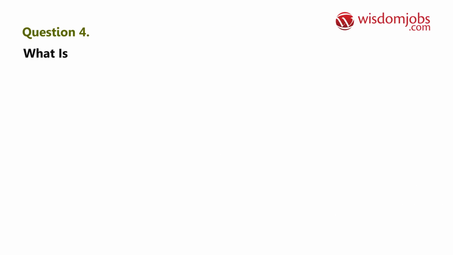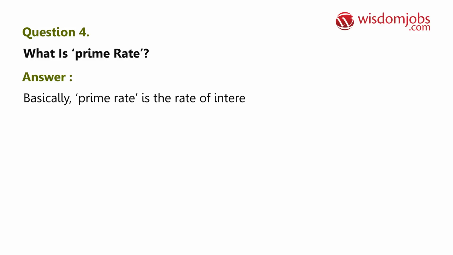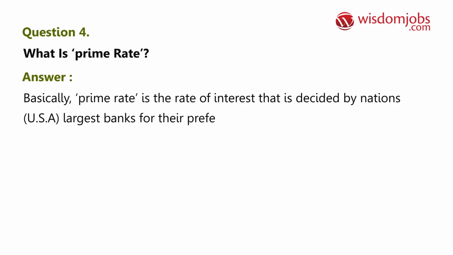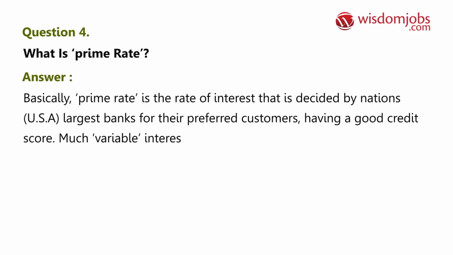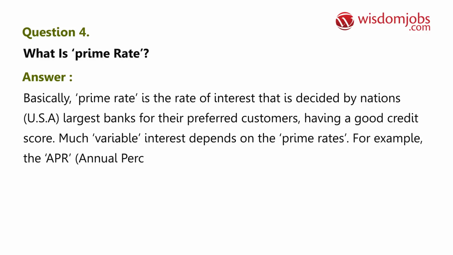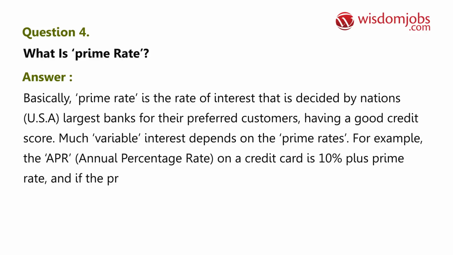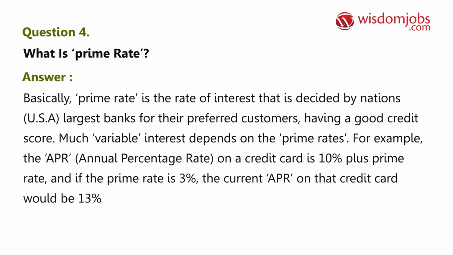Question 4. What is prime rate? Answer. Basically, prime rate is the rate of interest that is decided by nations, USA, largest banks for their preferred customers, having a good credit score. Much variable interest depends on the prime rates. For example, the APR on a credit card is 10% plus prime rate, and if the prime rate is 3%, the current APR on that credit card would be 13%.